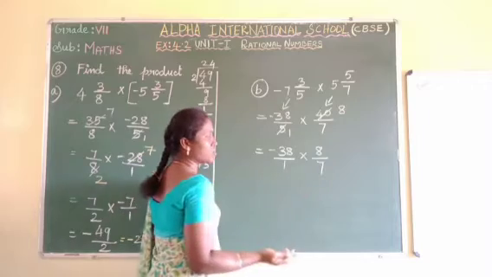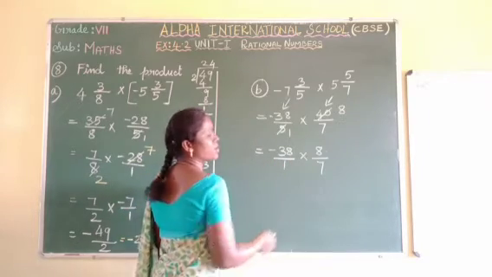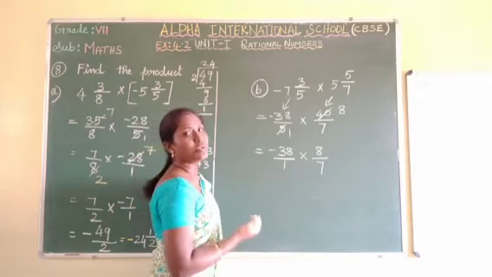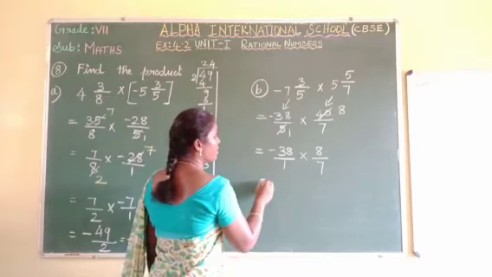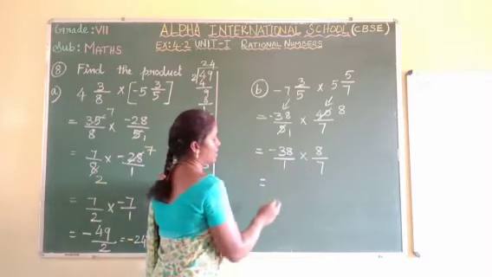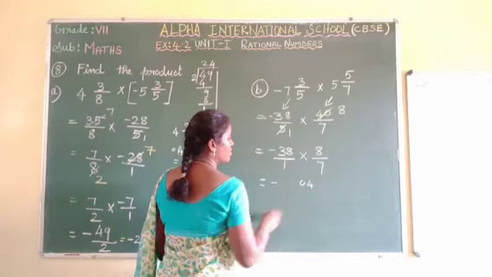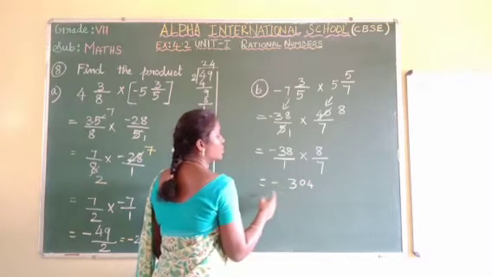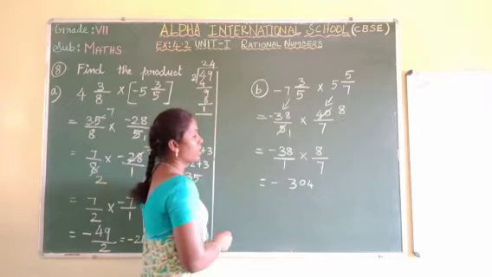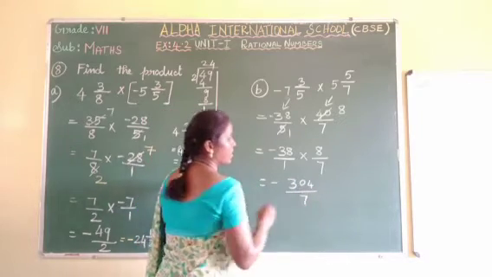For 8 and 7 there is no common factor, and 38 and 7 also don't have any common factor to simplify. So you have to go with the multiplication 38 into 8. 38 into 8 is 304. So minus 304 by 7.